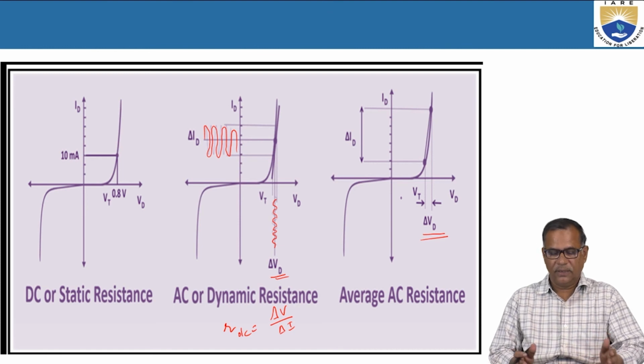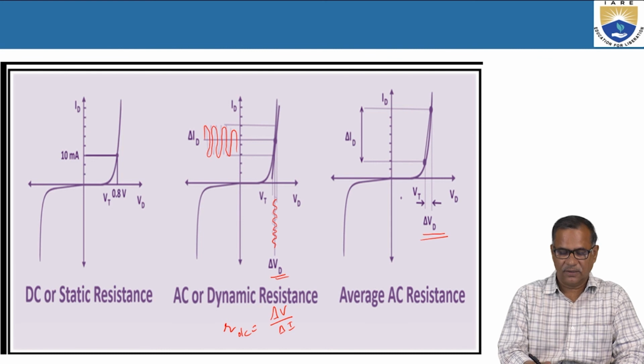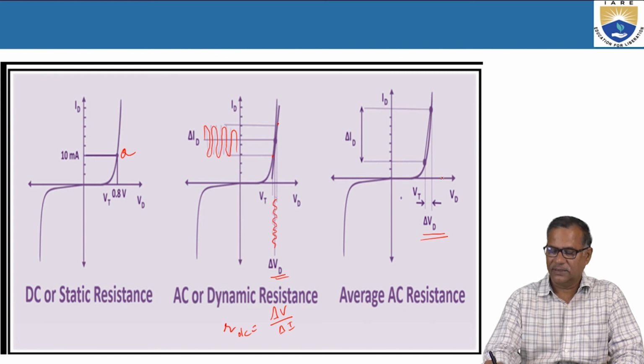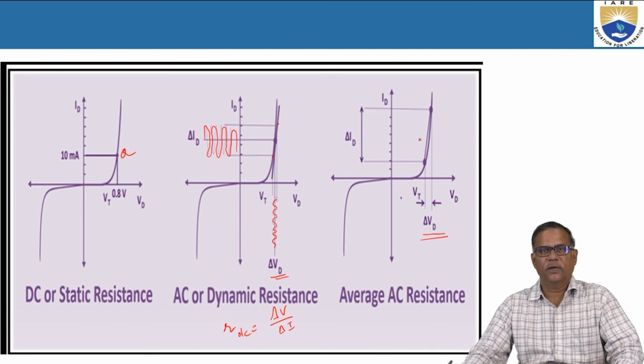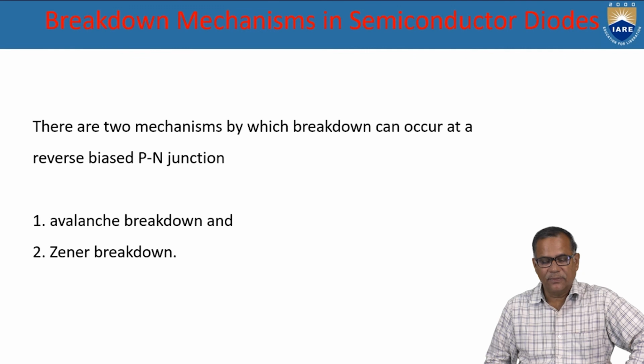So in summary, these are the three resistances. This is the DC or static resistance at this Q point, and the AC or dynamic resistance, we take these 2 points, and for the average AC resistance, we take these 2 points which are at more distance. And we have discussed 2 types of breakdown: avalanche breakdown and Zener breakdown.